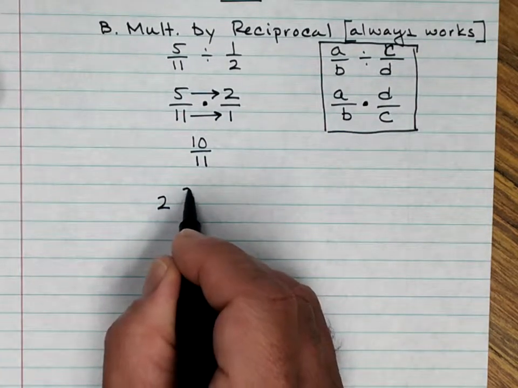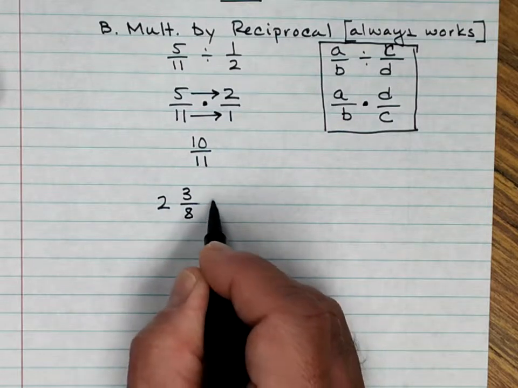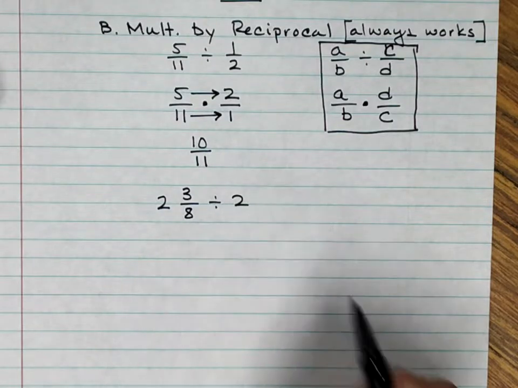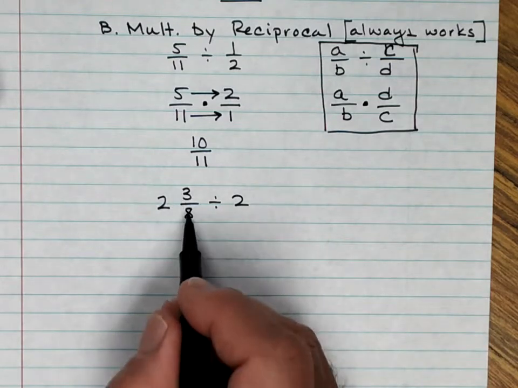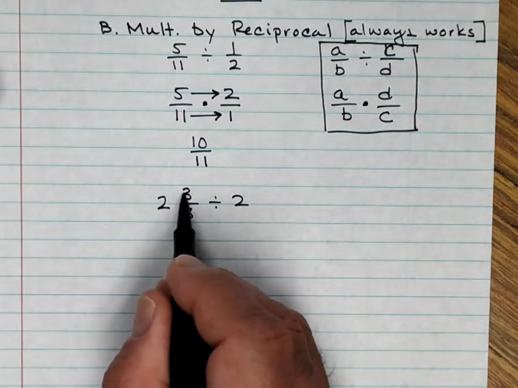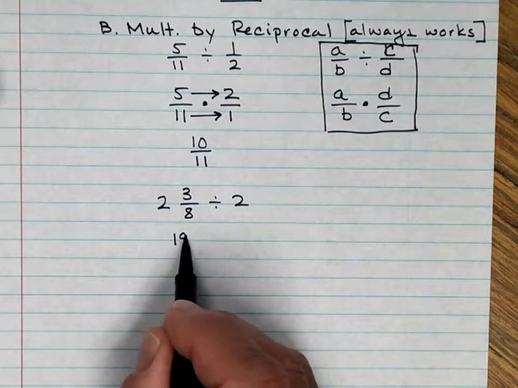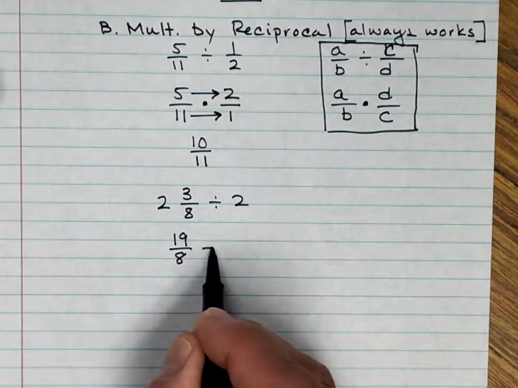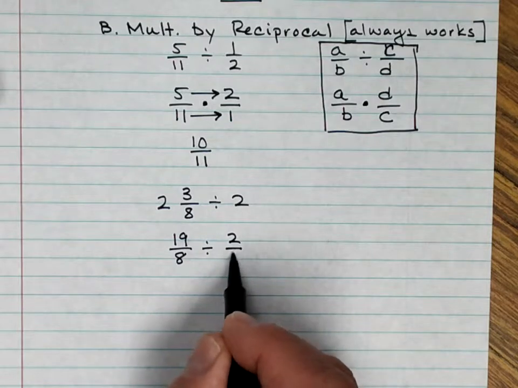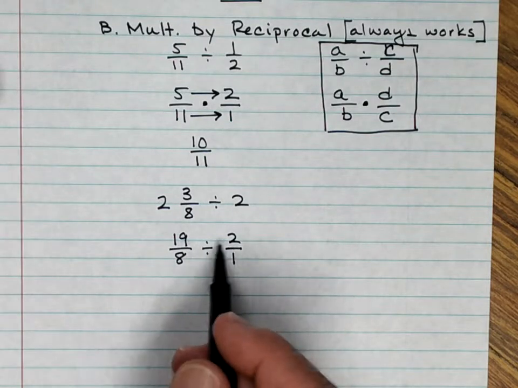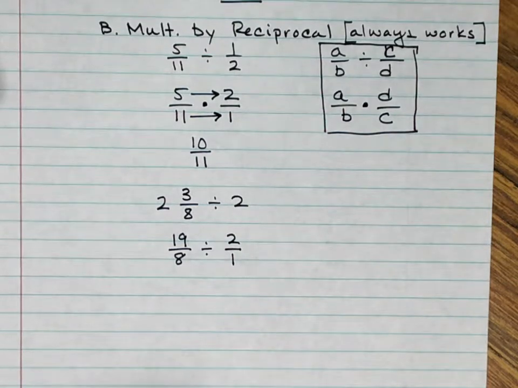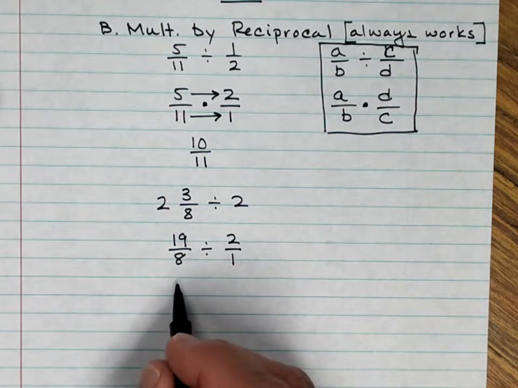2 3/8 divided by 2. So first and foremost, let's clean house a little bit. We're going to change this to an improper fraction. So 8 times 2 is 16 plus 3 is 19 over 8. And 2 is going to be 2 over 1. Again, can you divide straight across? Well, 19 divided by 2 is not a nice simple number. So we're going to do our multiplying by the reciprocal.